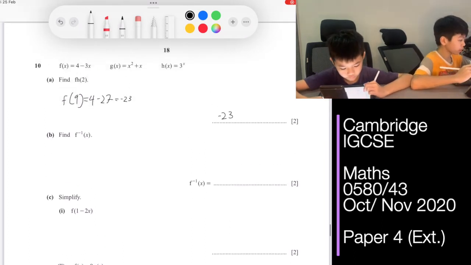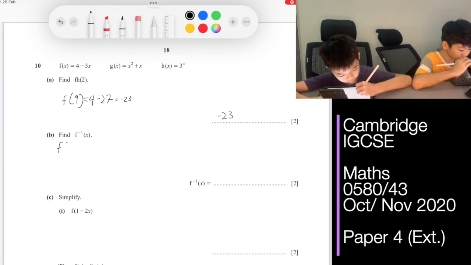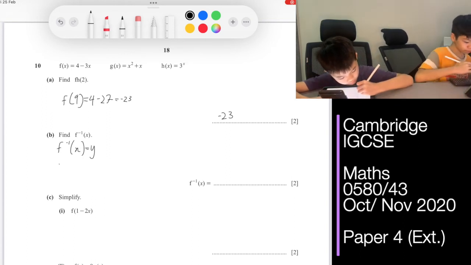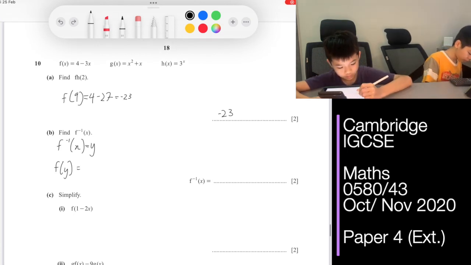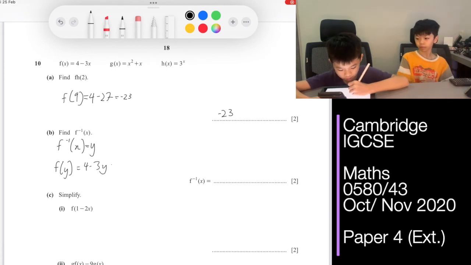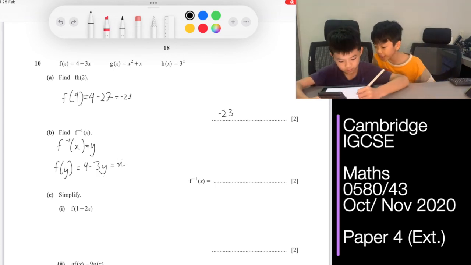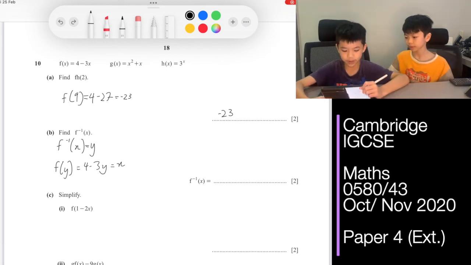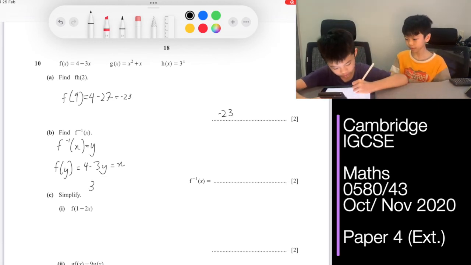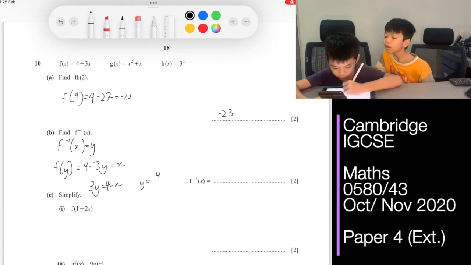Question 10b, find f inverse of x. So f inverse x is y, f of y is x. So f of y is 4 minus 3y, which is x. You make x the subject of this. x is already the subject. Oh wait, yes, now we make y the subject. So 3y equals 4 minus x, y equals 4 minus x over 3.